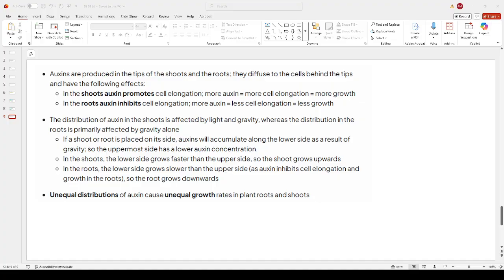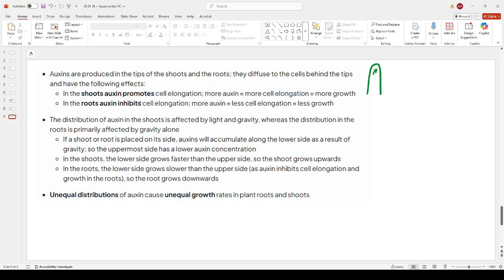Okay, auxins are produced in the tips of the shoots and roots. They diffuse to the cells behind the tips and have the following effects. So both shoots and roots have tips, and these auxins diffuse to the cells behind the tips. When I say behind the tips, let's say for example that's the tip, then the cells would be here, the cells behind it.